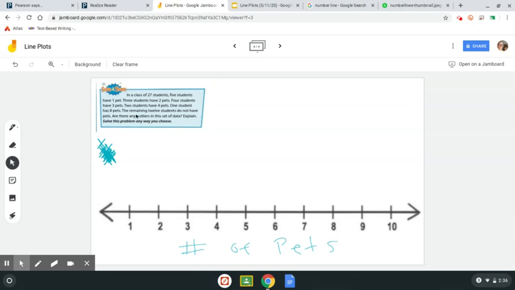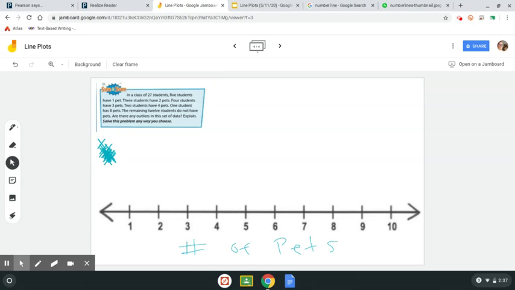Okay. So we're going to read the problem, kind of tear it apart, and then we will plot it on this number line. So in a class of 27 students, 5 students have 1 pet, 3 students have 2 pets, 4 students have 3 pets, 2 students have 4 pets, 1 student has 8 pets, and the remaining 12 students do not have pets. Are there any outliers in this set of data? Explain. So remember, an outlier is a piece of data that really doesn't match any of the other data. It's all by itself and it's away from the cluster.